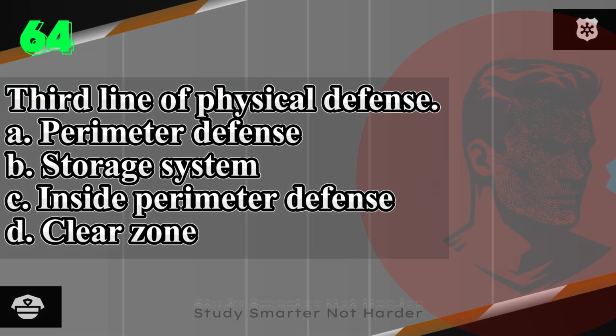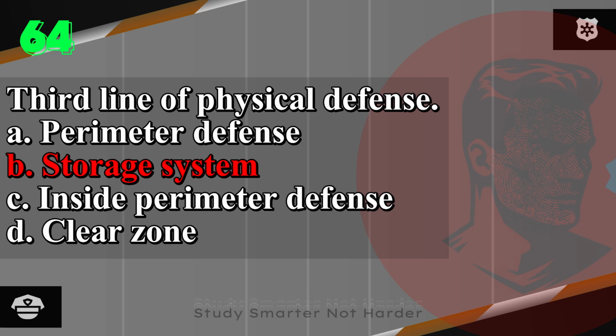64. Third line of physical defense. A. Perimeter defense. B. Storage system. C. Inside perimeter defense. D. Clear zone. B. Storage system.